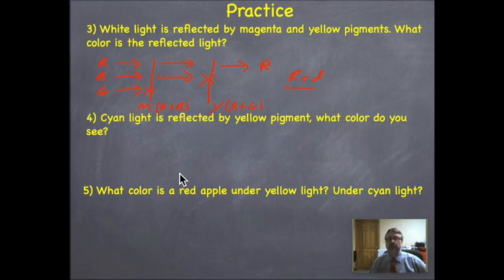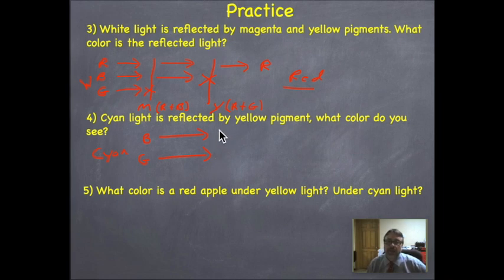All right, question 4. Cyan light is reflected by yellow pigment. What color do you see? So I'm not using white light now. I'm using cyan light, which means to my eyes that's a mixture of blue and green. So I will start with a blue ray and a green ray, because that is cyan light, just as this represented white light.